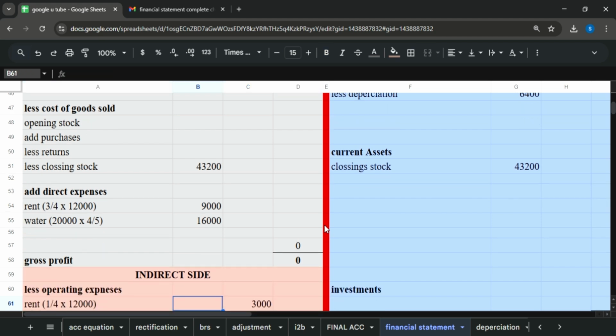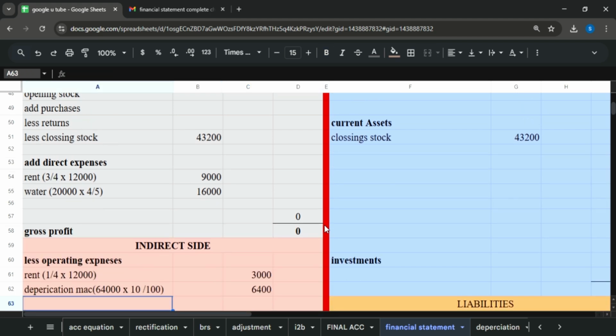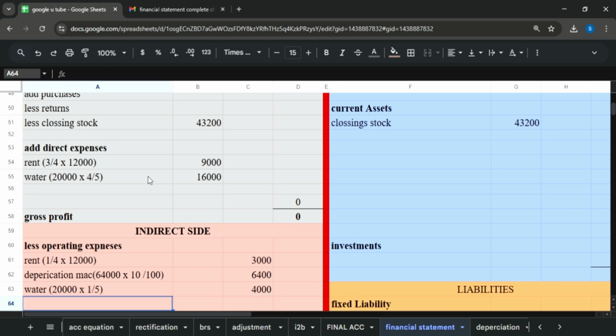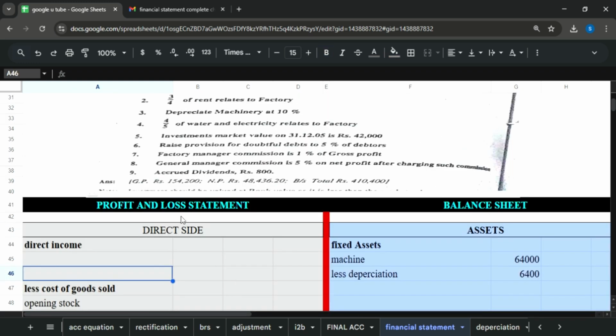Now common sense, the remaining part would be related to non-factory expenses. So here you will write water again, total water was 20,000, 4/5 part is related to factory. Then how much remaining? 1/5. This would be related to non-factory expenses. Here you calculate the total amount of water charges, multiply by 1 divided by 5, and you will get 4,000. In this way, out of 20,000, 16,000 related to factory and 4,000 related to non-factory expenses. In this way guys, we have completed the fourth adjustment.